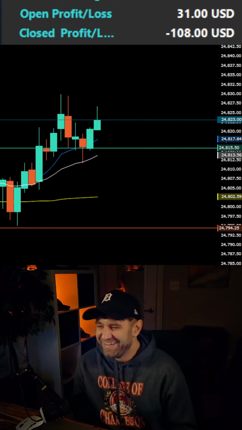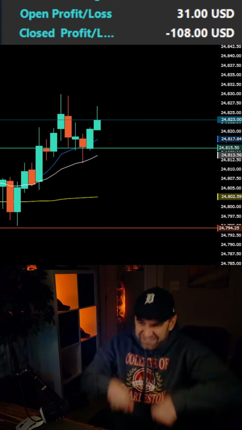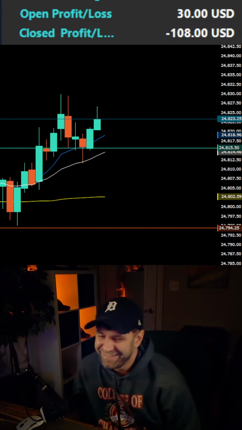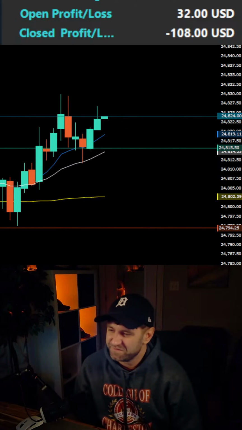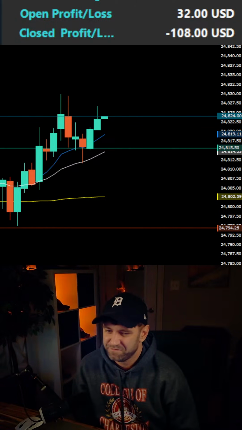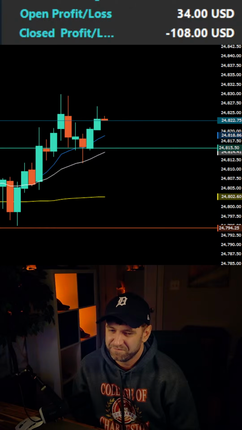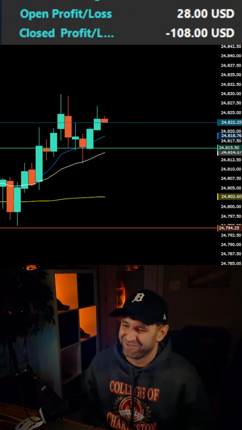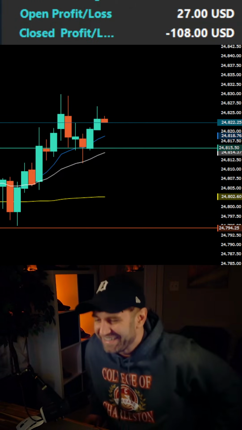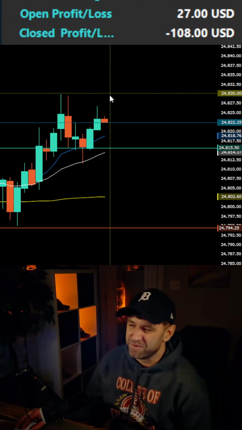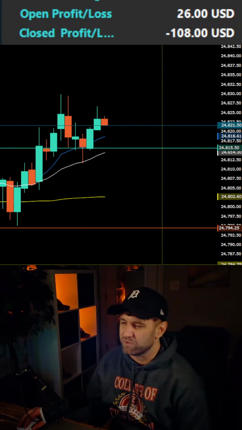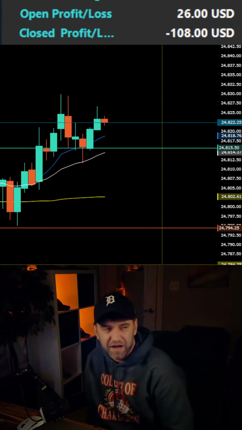Blow the candle. Get on the pump. Come on. Not before we get another downwick. Probably. I mean, watch this be one 1 minute candle that sweeps out this entire range in one foul swoop.